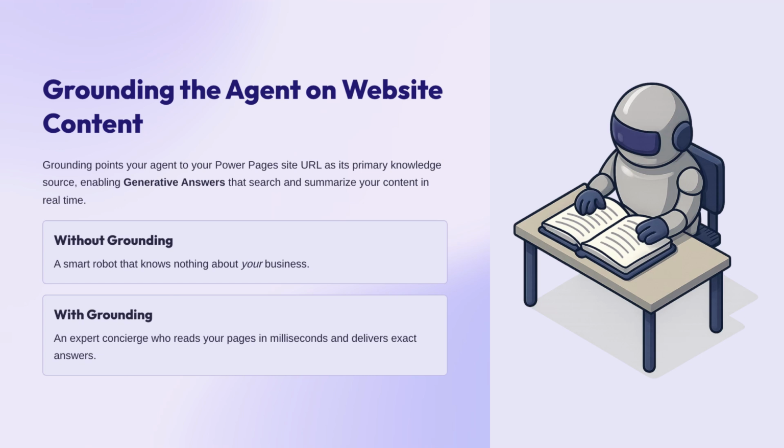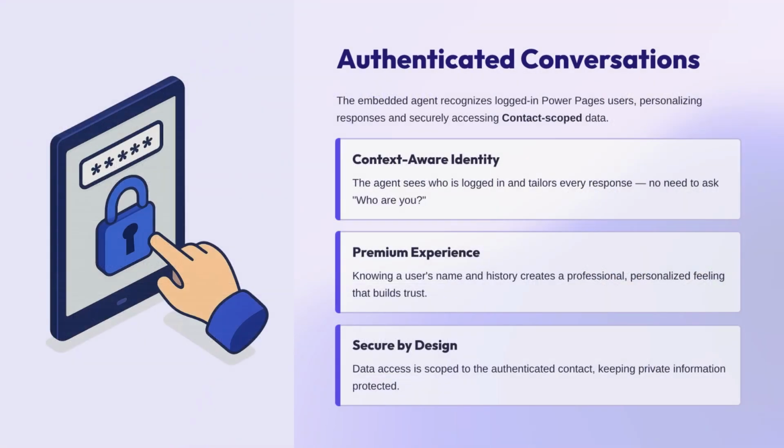So now that we've mastered how to make our assistant an expert on our public pages, you might be wondering how we handle the VIP visitors who are logged in and want to ask about their own private data. Well, that brings us right into our next step, which is contextual awareness and user authentication. This brings us to authenticated conversations.